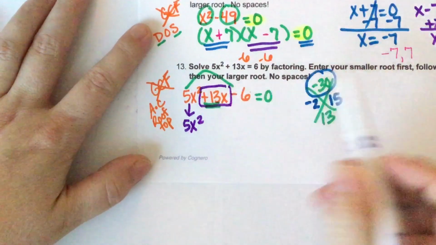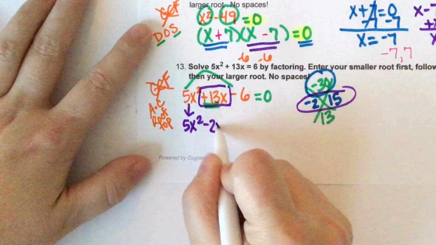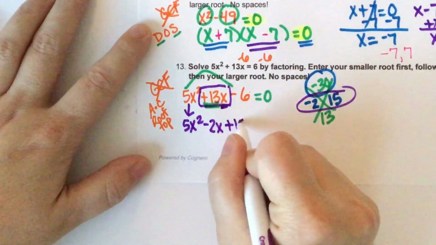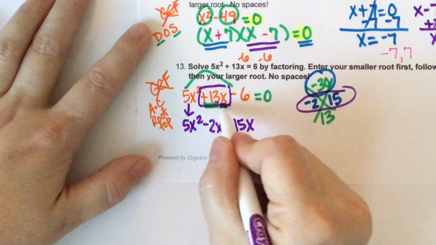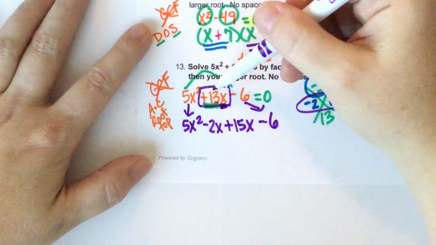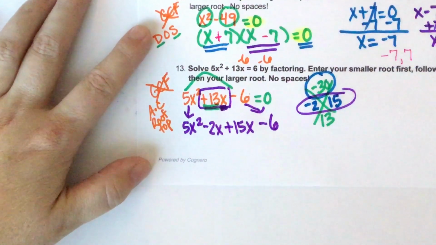Replace the 13x with these numbers. Minus 2, don't forget his x because the middle guy has an x. Plus 15, don't forget his x because the middle guy has an x. And drop the negative 6. Drop, replace, drop.